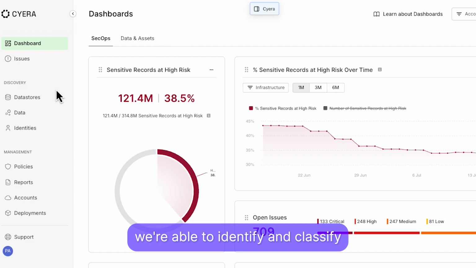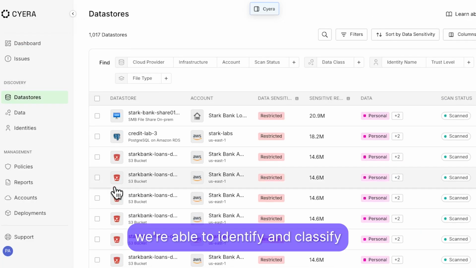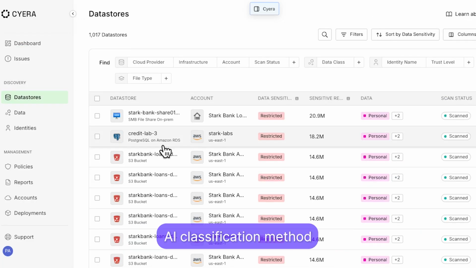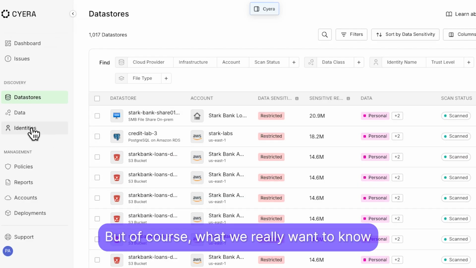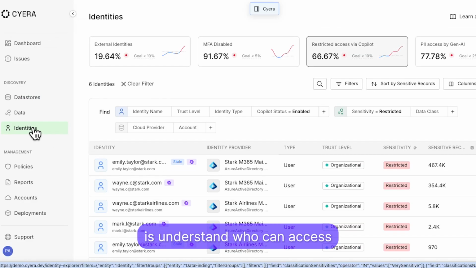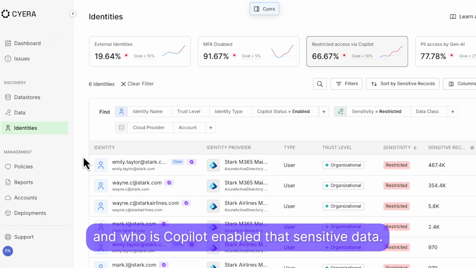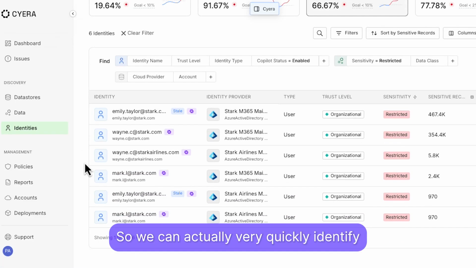First off, we're able to identify and classify all your data across any environment using our unique AI classification method. But of course, what we really want to know is who can access that sensitive data and who is Copilot enabled. So we can actually very quickly identify that.